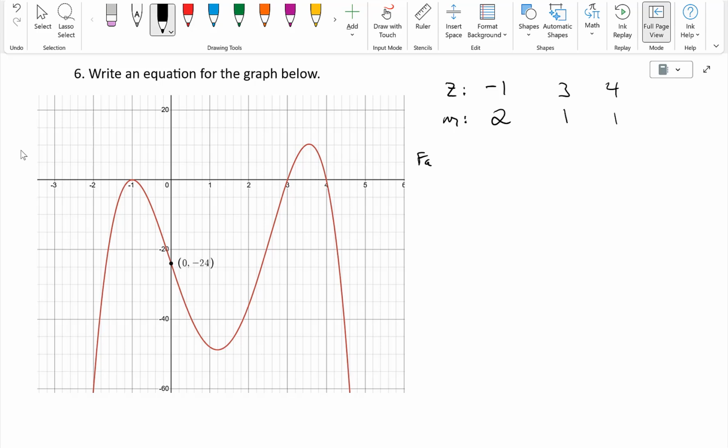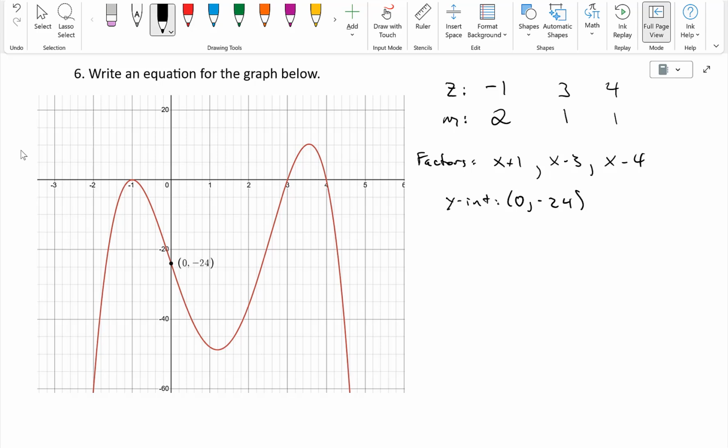The associated factors for those zeros would be x minus negative 1, or x plus 1. For 3, we'd get x minus 3, and for 4, we have x minus 4. And we also know this goes through our y-intercept of (0, -24).